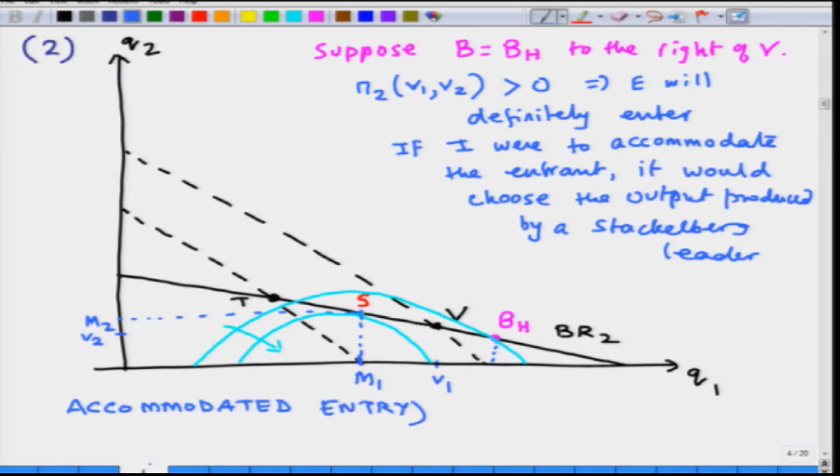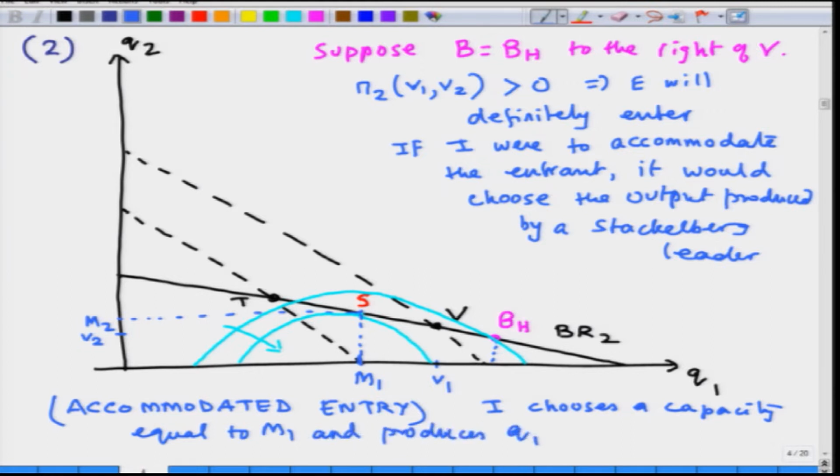Entry deterrence is not profitable at all. Here the incumbent is better off being the Stackelberg leader, right. So, I chooses a capacity equal to M1 and produces Q1 which is equal to M1, which is the output produced by a Stackelberg leader, right.